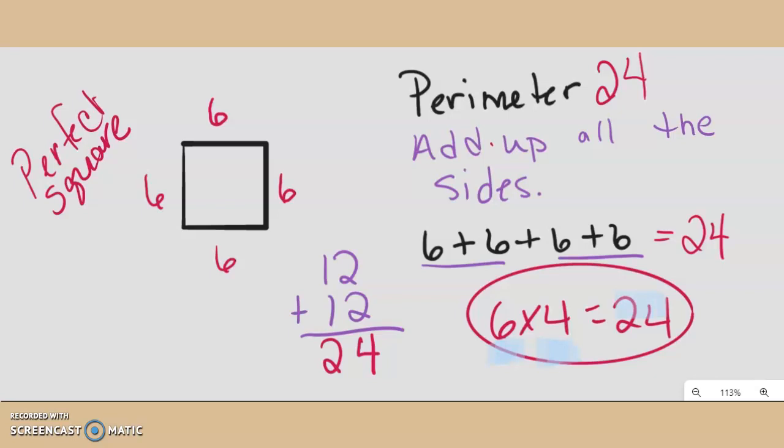So perfect squares can be multiplied, their number times 4, which will give you that because it's 4 groups.